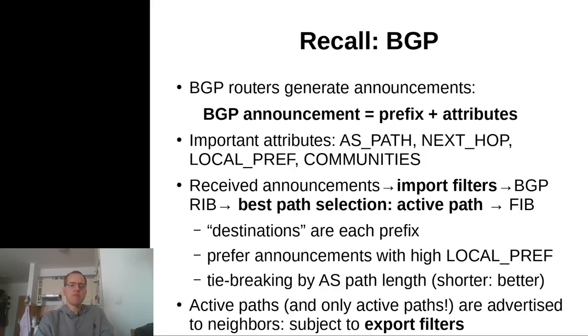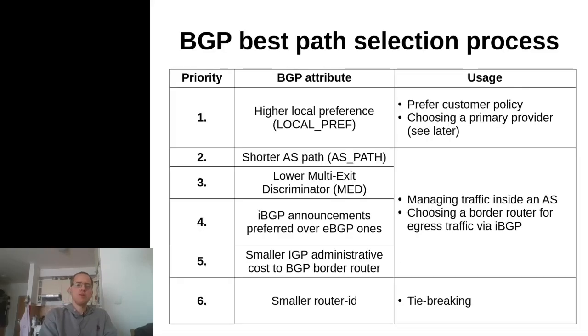Okay, and then active paths, and recall only active paths, so not all paths in the RIB, are advertised to the neighbors, but this is again subject to export filtering. So wherever we have import filters and export filters, we can use these to withhold or rewrite BGP announcements.